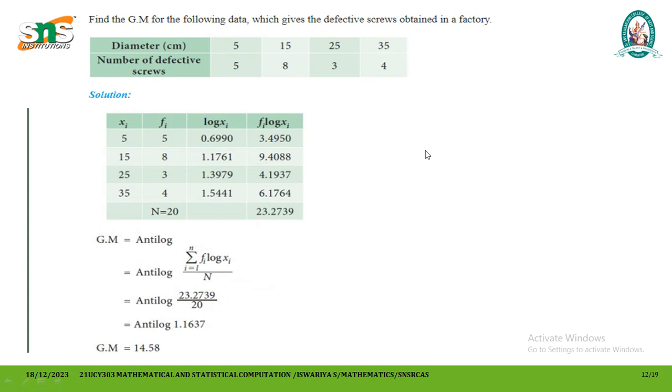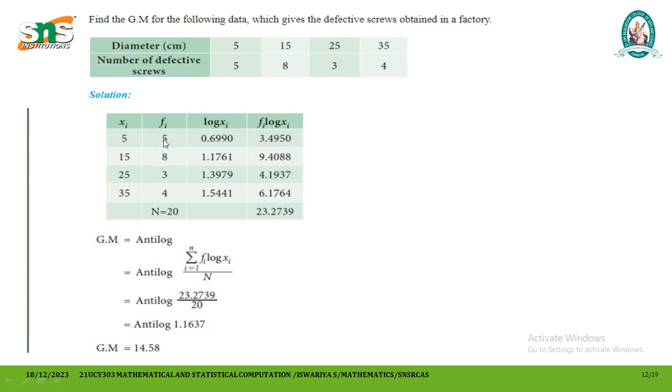So the next one is the geometric mean of discrete series. Here the first row is x and the second row is f. The formula for the geometric mean is summation i equals 1 to n, fi log x. So here also we first have to calculate log x. For these x values, I calculated the log x values using the scientific calculator. Then we have to multiply f into log x.